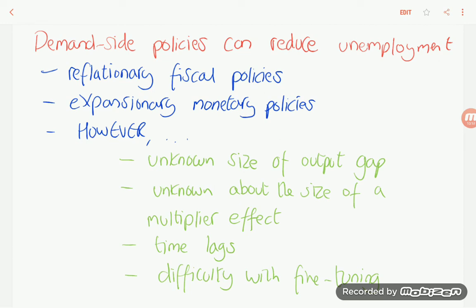It's hard for a government to use demand-side policies to fine-tune the economy. They can be quite clumsy and cause more problems. Time lags also mean that the improvements are slow to develop. Governments may think that their policies aren't working, so they increase spending further and create inflation.